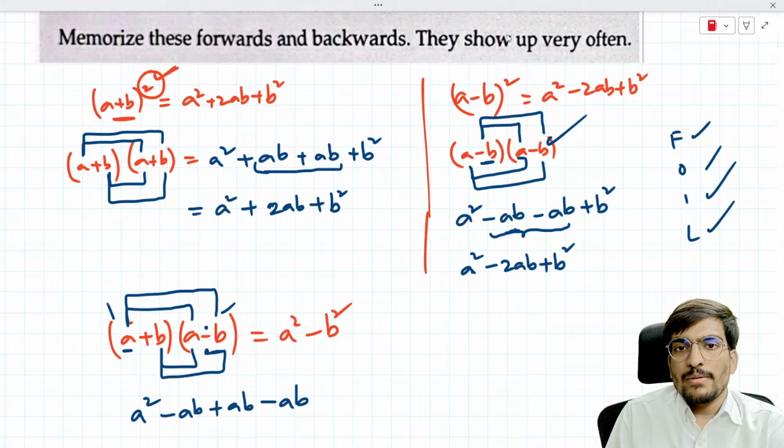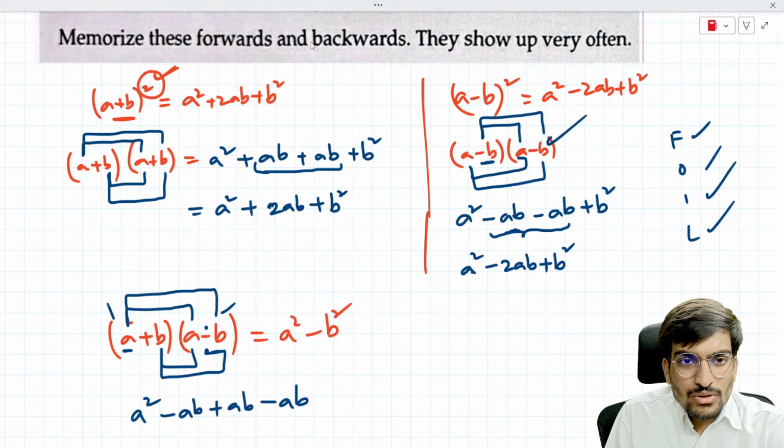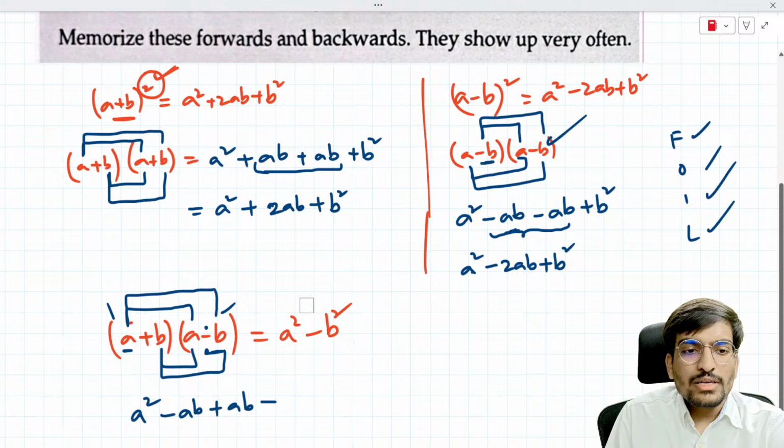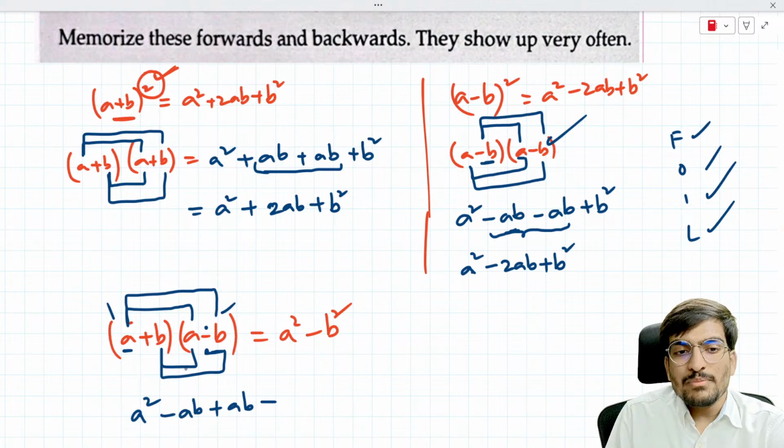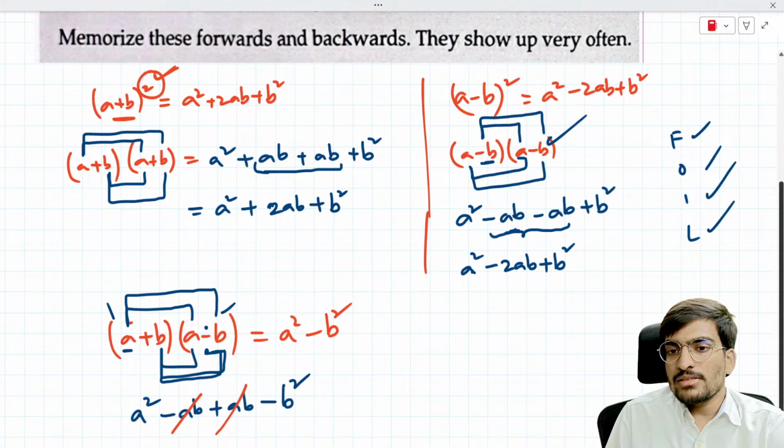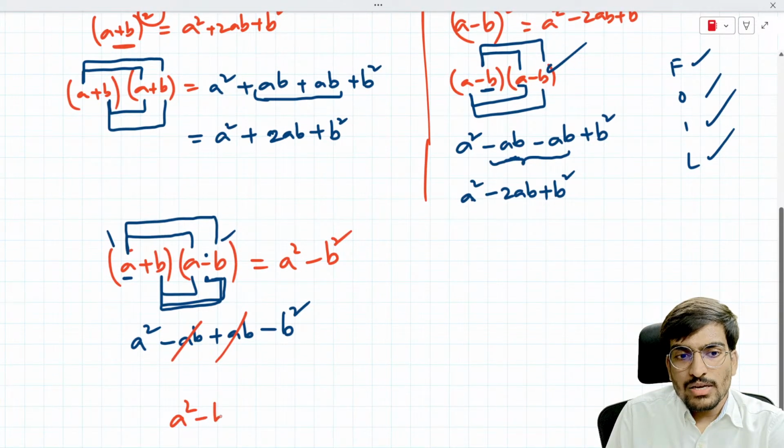So the last terms, b times negative b, give negative b square. And here negative ab and positive ab make 0, so that equals a square minus b square. This is how we got all these three terms. But no need to solve it every time.